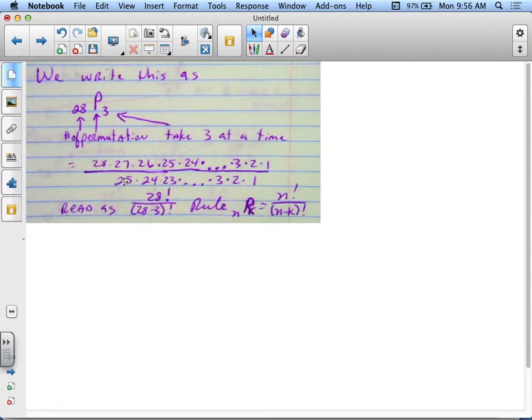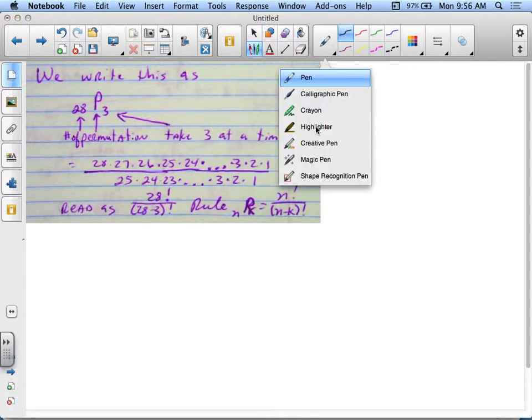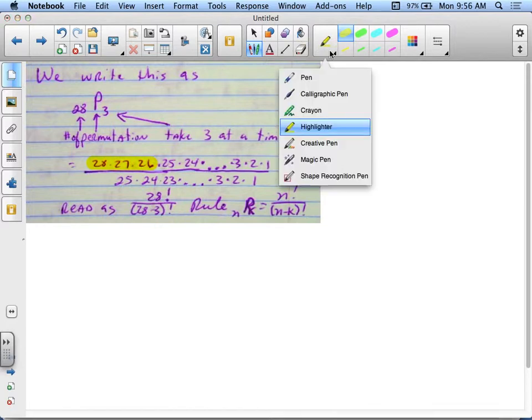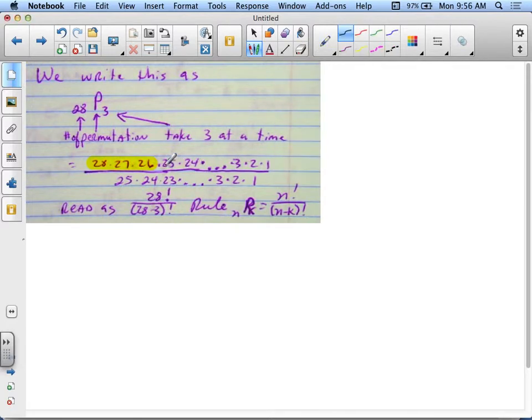Well, 25 on the bottom, I have to do 25 times 24 times 23. And the reason I have to do that is because I'm only choosing 3 people. So since I'm going to keep 28, 27, 26, I got to make sure that I get rid of 25 through 1, so I have to divide by that. And the way we do that is we read it as 28 factorial over 28 minus 3 factorial.